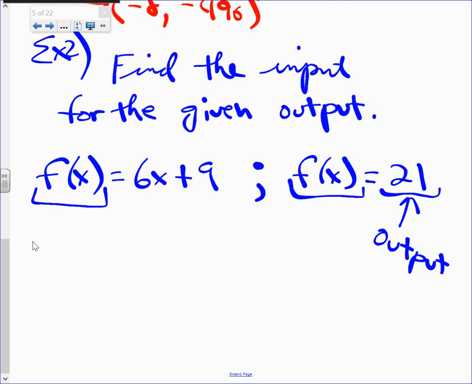Okay, careful though, watch. We can only solve it if we have an equation. So what do I replace f of x with? 21. Look at, f of x is 21. If that's 21, then wherever I see f of x, I will replace it with the output. Watch this now. 21 equals 6x plus 9.